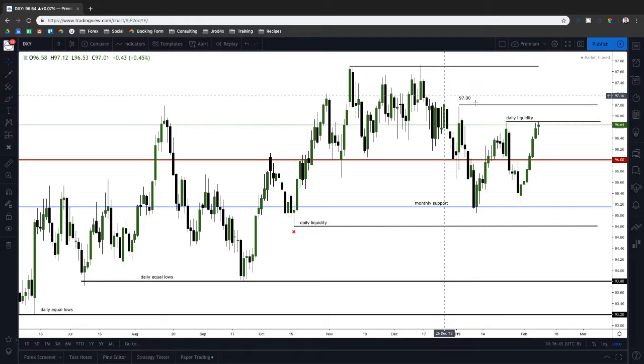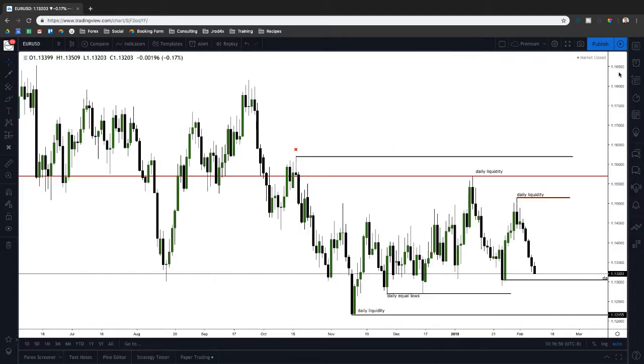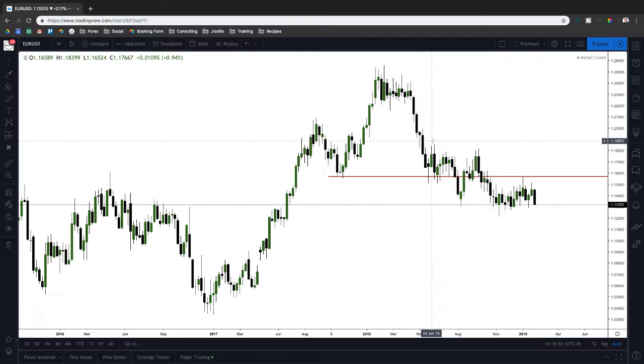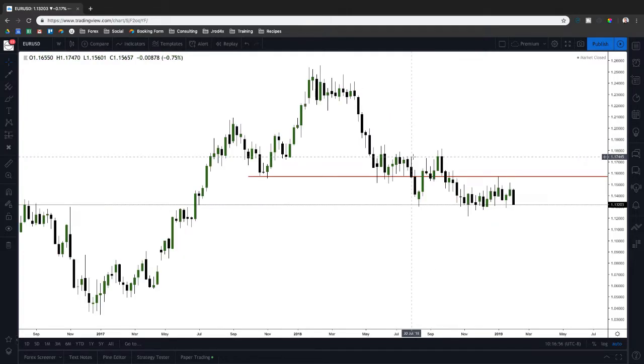All right, so let's move into euro dollar. Very similar scenario with this specific pair as well. Looking at this, you guys can see this is a weekly chart, and we'll just stay on this time frame for a second so I can explain what's going on here. And you always want to do this to get a more high level view of the marketplace.